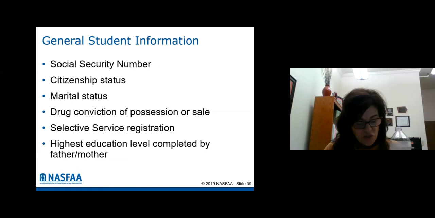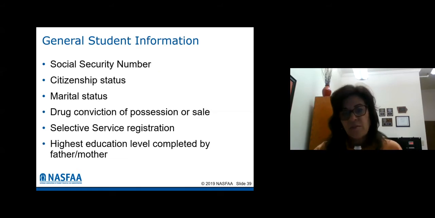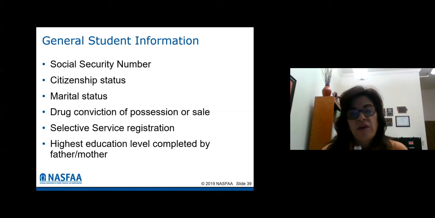Selective service registration, we talked about that a little bit. If they're 18 and male, they will have to be registered with the selective service. If they are not, they can do it right here on the FAFSA. It will ask highest education level completed by both mom and dad. There are some first generation scholarships here and there, and so colleges need to know that.